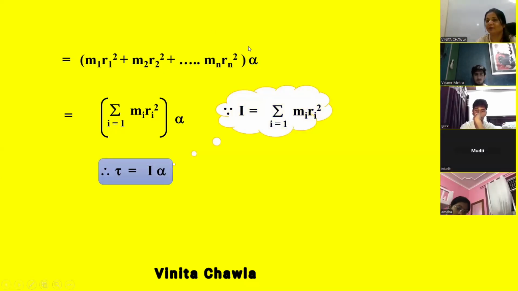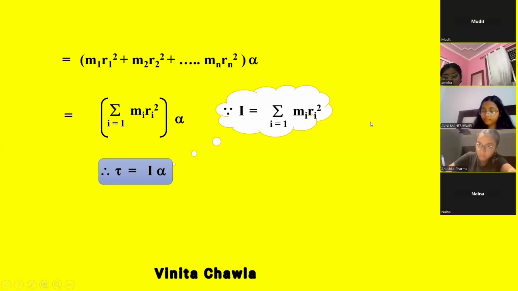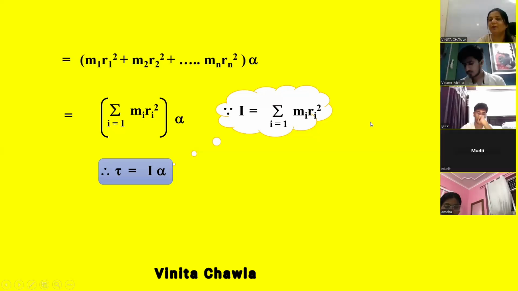But this is the formula of moment of inertia. So in place of this, we can write I. So tau is I alpha. Clear? Just like force is mass into acceleration, we are replacing force with torque, mass with moment of inertia, and linear acceleration with angular acceleration. So F is equal to m a, and tau is equal to I alpha.